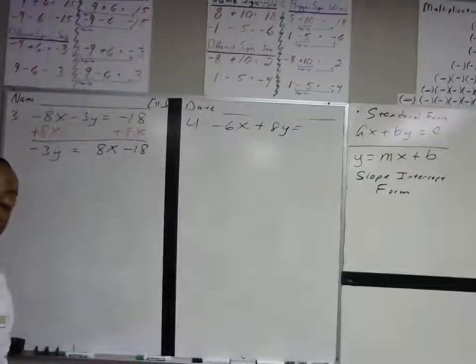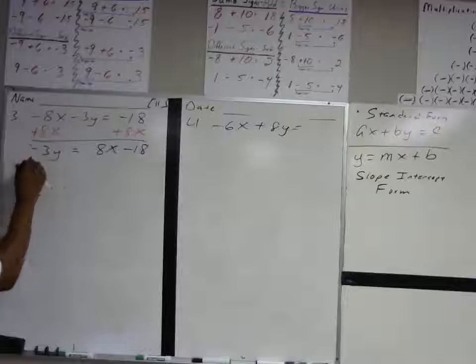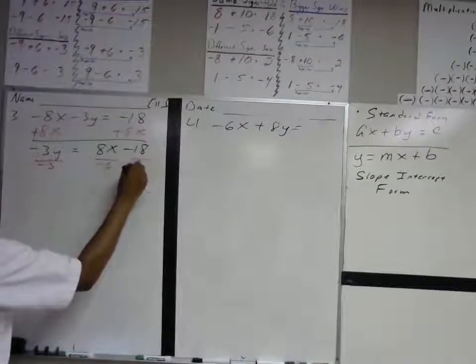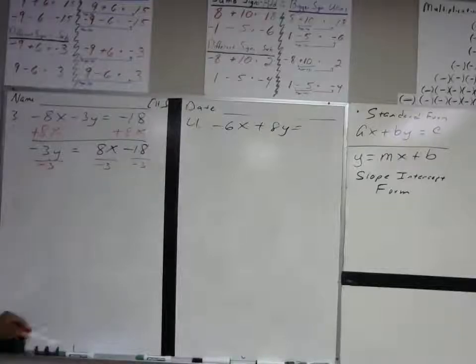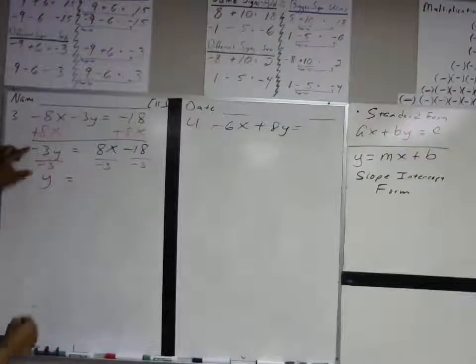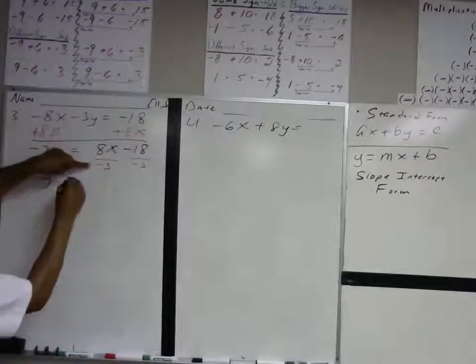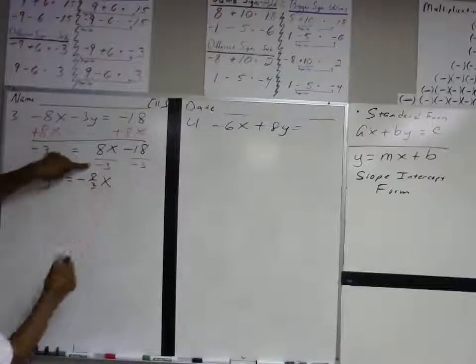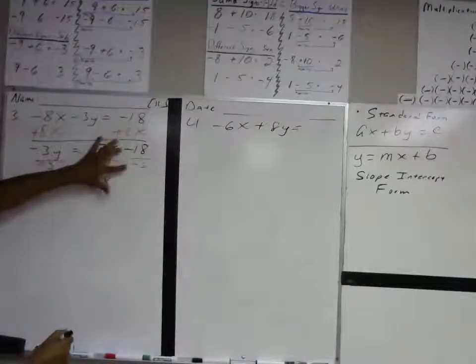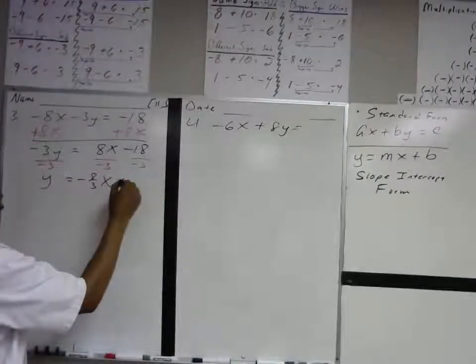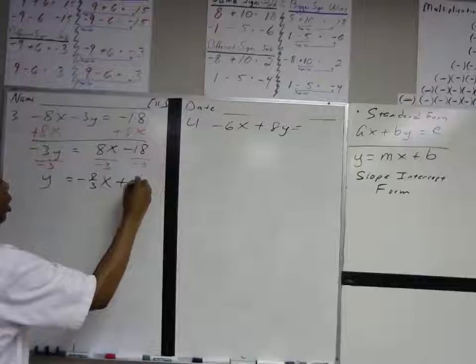Next, I'm going to divide all sides by negative 3. As a result, we're going to get y equals, this is a positive divided by negative, so this will be a negative 8/3 with the x. This is negative divided by negative. Again, 2 negatives is a positive. And 18 divided by 3 is 6.